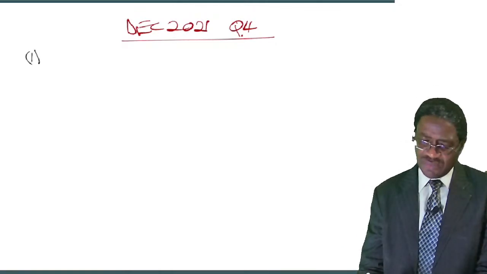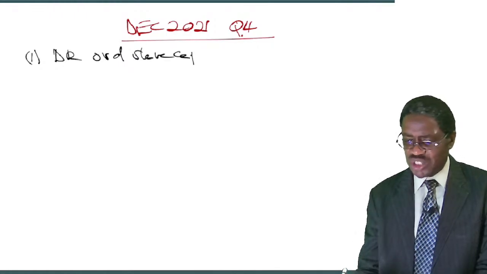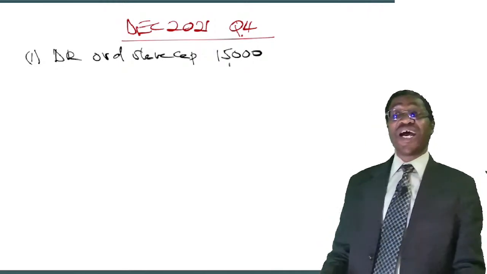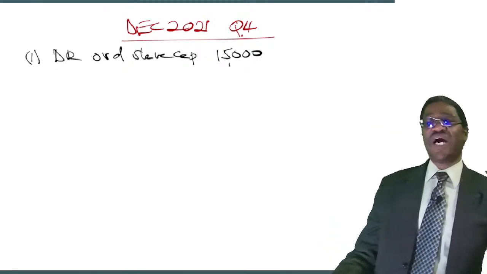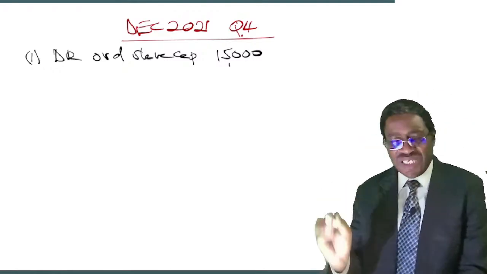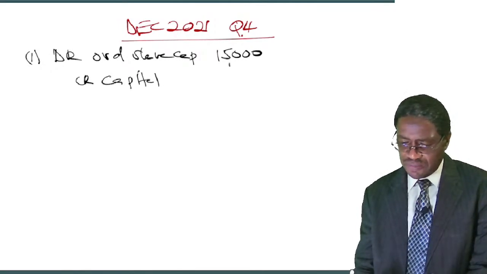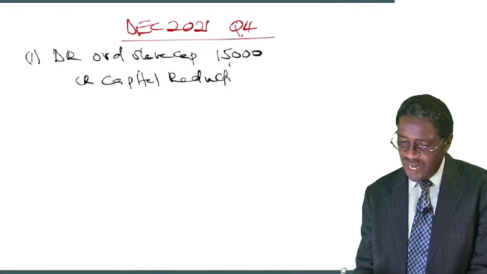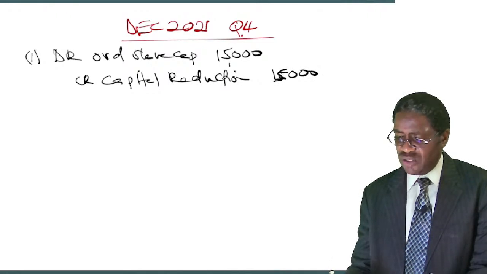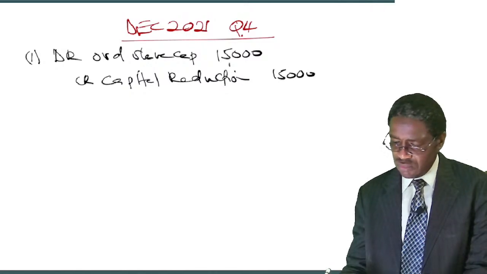Number one, we debit ordinary share capital by that 15 million. Don't forget our figures are in thousands. So we are debiting ordinary share capital and crediting capital reduction by 15 million. Good.